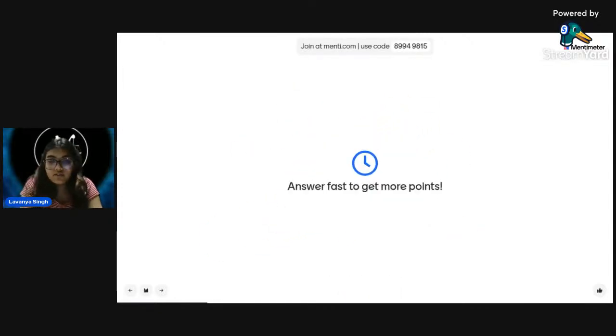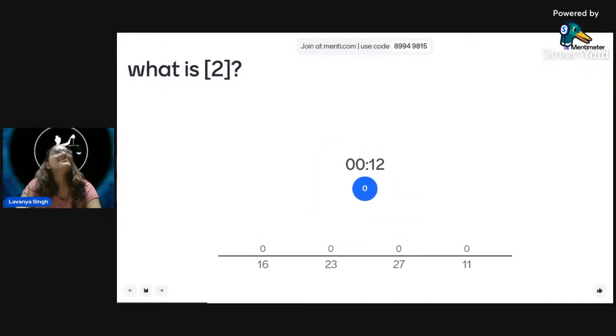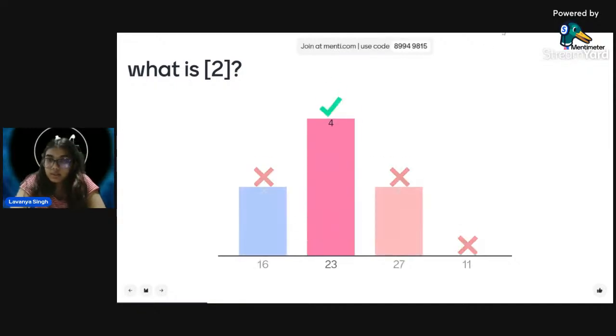Moving on to the next question. How many targets have been set up? The options are 16 targets, 23 targets, 27 targets, or 11 targets. And the correct answer is option B, 23 targets have recently been set up.